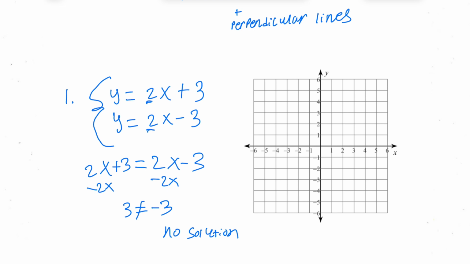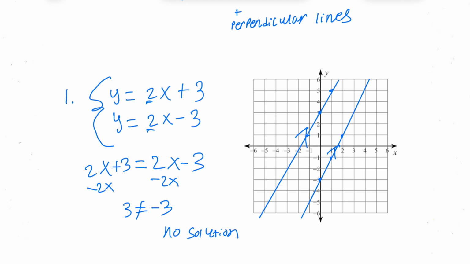So if we were to put it on the graph, one of these intercepts is here, going up 1 to the right. So it looks something like this for the top line. And the bottom line goes through negative 3, and it has the same slope. So the reason this is a no solution is because these lines will never touch and they'll never intersect.